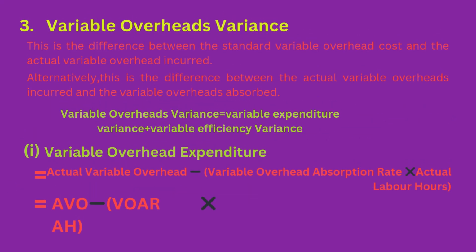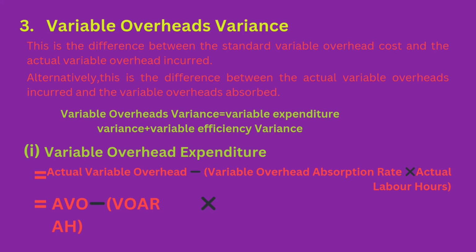Our third type of variance is the variable overhead variance. This is the difference between the standard variable overhead cost and the actual variable overhead incurred. Alternatively, this is the difference between the actual variable overheads incurred and the variable overheads absorbed. Variable overhead variance is equal to variable overhead expenditure variance plus variable overhead efficiency variance.